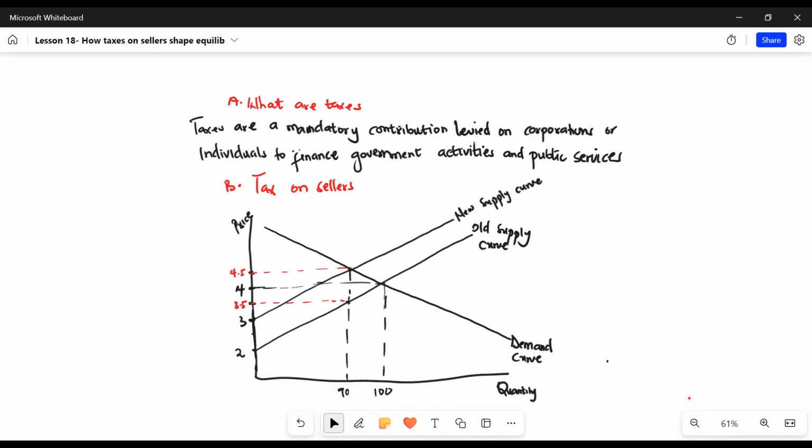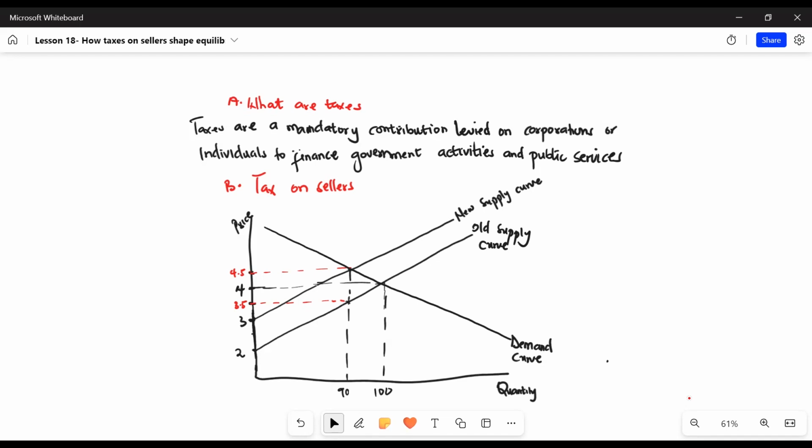So taxes represent marginal cost to sellers because it's an additional cost they must pay for each unit they sell. So when the marginal cost increases, the supply curve shifts, because the supply curve is also the firm's marginal cost. Anything that increases or decreases the marginal cost will shift the supply curve either to the left or to the right. Now, taxes are a mandatory contribution levied on corporations or individuals to finance government activities and public services.